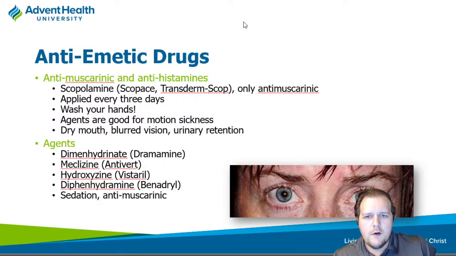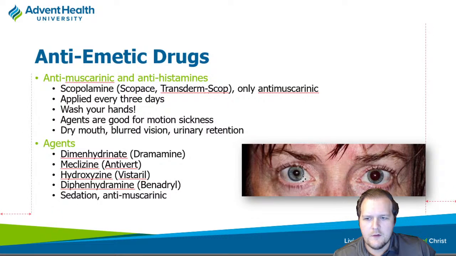So let's start talking about the first class we have here. We have antimuscarinic and antihistaminic drugs, some of which we've already talked about. In terms of drugs that are only antimuscarinic, this is going to be scopolamine, or Transderm Scop, which is a frequent transdermal product you might see. I'm going to move this picture up so that my big head's not blocking what I want you all to see.